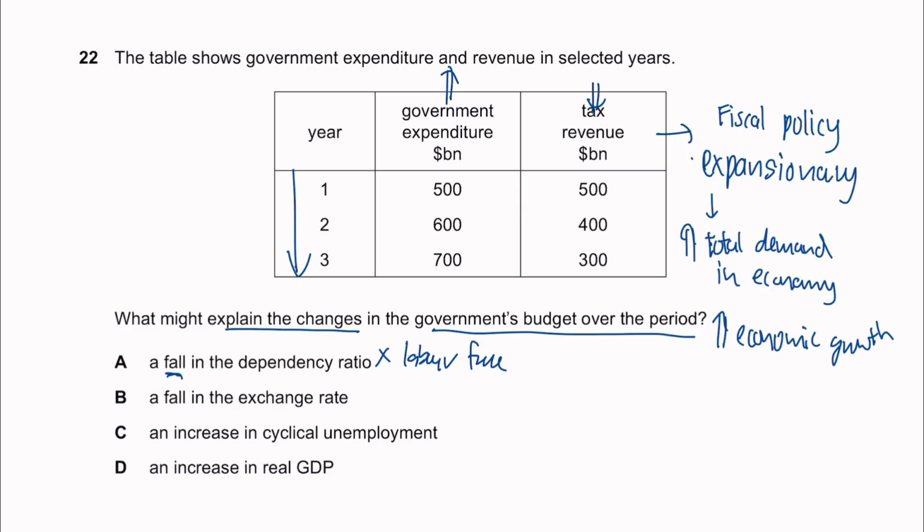Fall in exchange rate is not relevant to this question. Increase in cyclical unemployment. Yes, correct. Because cyclical unemployment is caused by a reduction in total demand of goods and services in an economy. So you need to boost the demand. So this is correct. D, increase in real GDP. No.